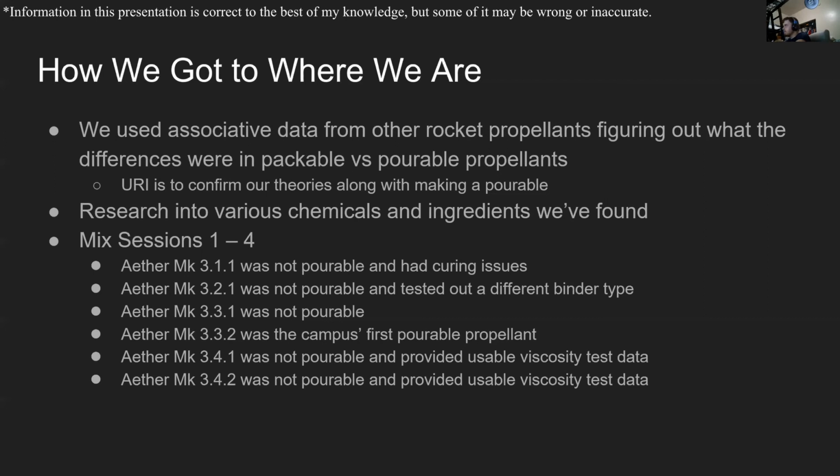And then we've also done research into the various chemicals and ingredients we saw in those recipes. So we looked into what type of binder we're using, what type of ammonium perchlorate we're using, what some of the additives they use in the propellant are, and how they affect what was going on inside the propellant, things like that. So looking at the different things in a propellant and how they would affect things when they were all added together, or what one thing might do.